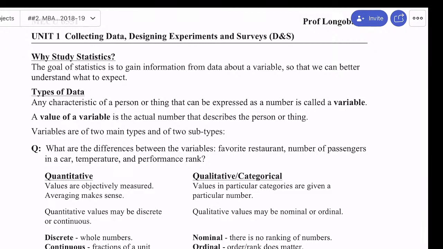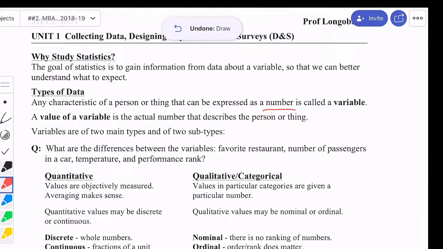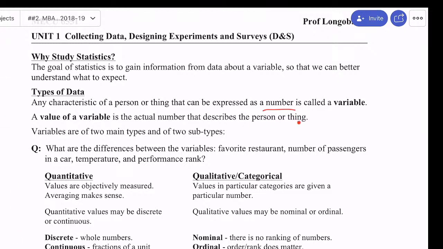The types of data. Any characteristic of a person or a thing that can be expressed as a number is called a variable. So this is how we are able to compute something, right? Because it has to be recorded as a number. And if we can record it as a number, then that characteristic is called a variable. The value of a variable is the actual number that describes the person or the thing. And there are two broader types of variables. I've separated them into quantitative and categorical or qualitative.